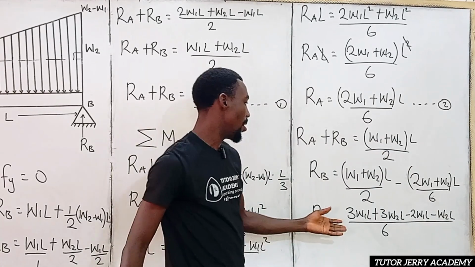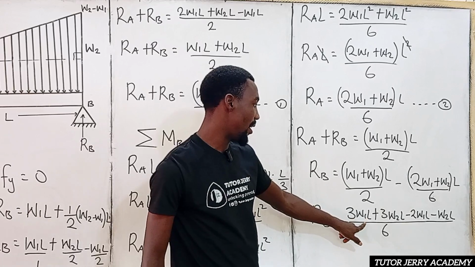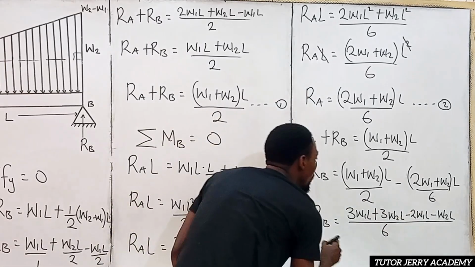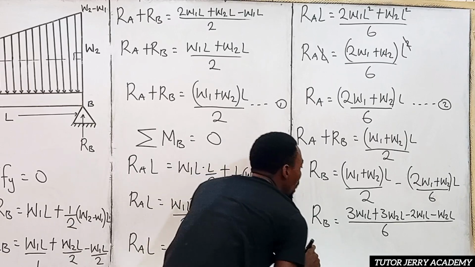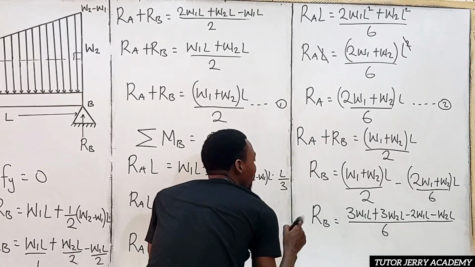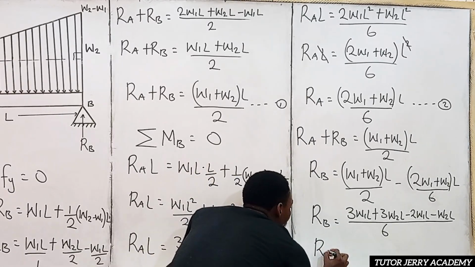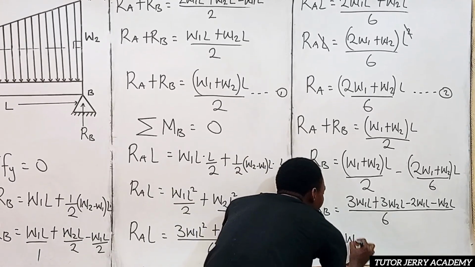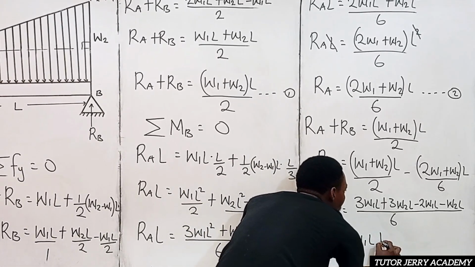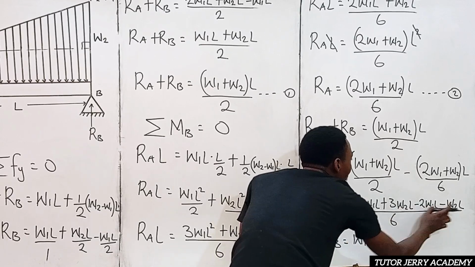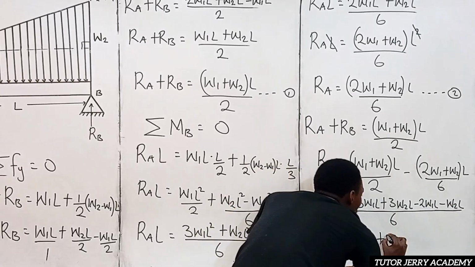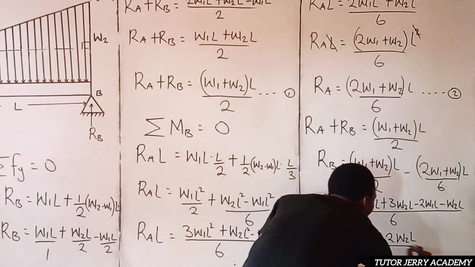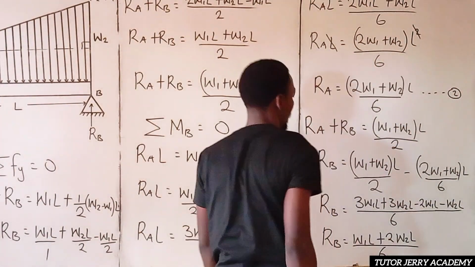Now 3W1L minus 2W1L is going to give us what? 1W1L. So we are going to have our reaction at B to be equals to W1L plus 3W2L minus W2L. That is what? 2W2L all over what? All over 6.